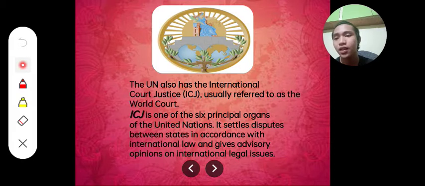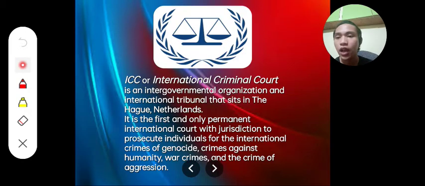The next is the International Court of Justice, or ICJ, usually referred to as the World Court. They have their own certain rules and regulations to follow. The ICJ is one of the six principal organs of the United Nations. It settles disputes between states in accordance with international law and gives advisory opinions on international legal issues. So they provide laws.